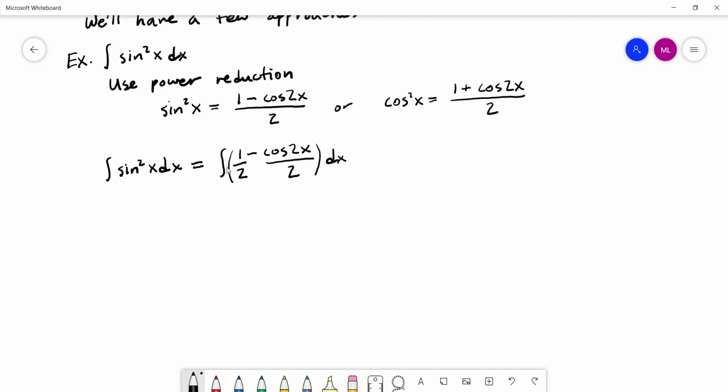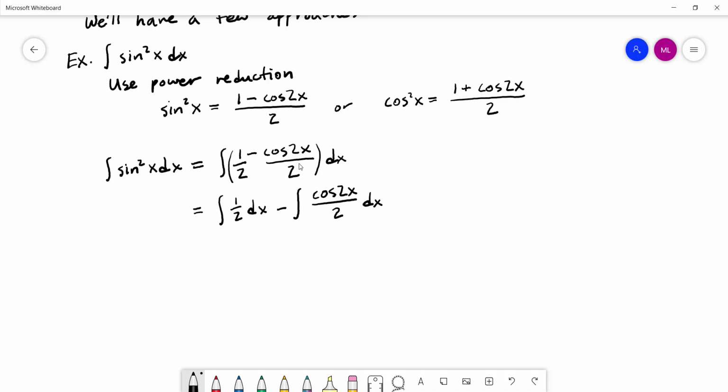It breaks into two separate integrals. We can integrate the 1/2, which is easy. And then the other one is this cosine of 2x, and we can integrate that one using a U substitution. So we're going to break this into two separate integrals. The first one is the integral of 1/2 dx. And the second one is going to be minus the integral of cosine of 2x over 2 dx.